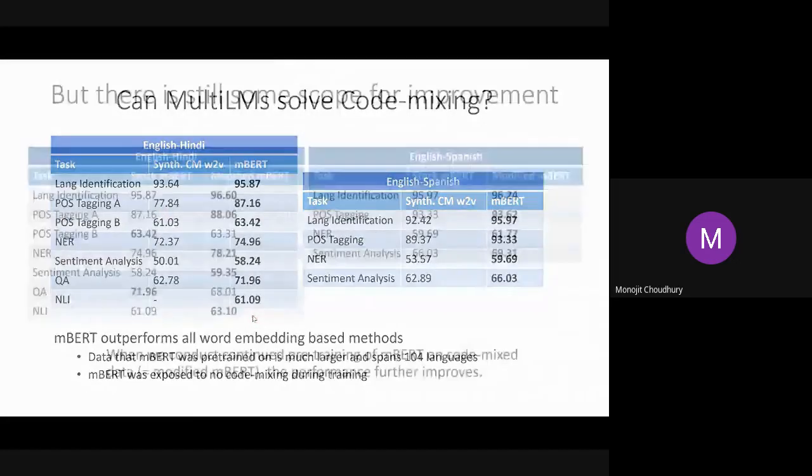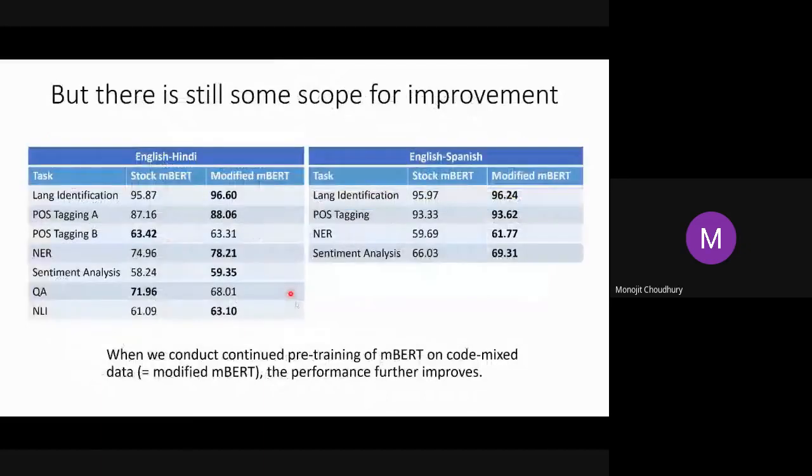However, you can further improve it if you do what is called continued pre-training with code switched data on MBERT. So you take the off-the-shelf MBERT, take a bit of code mixed data, and further pre-train, not fine-tune, the MBERT model, and then you fine-tune for the task. And once you fine-tune for the task, you see that you get some further improvement.